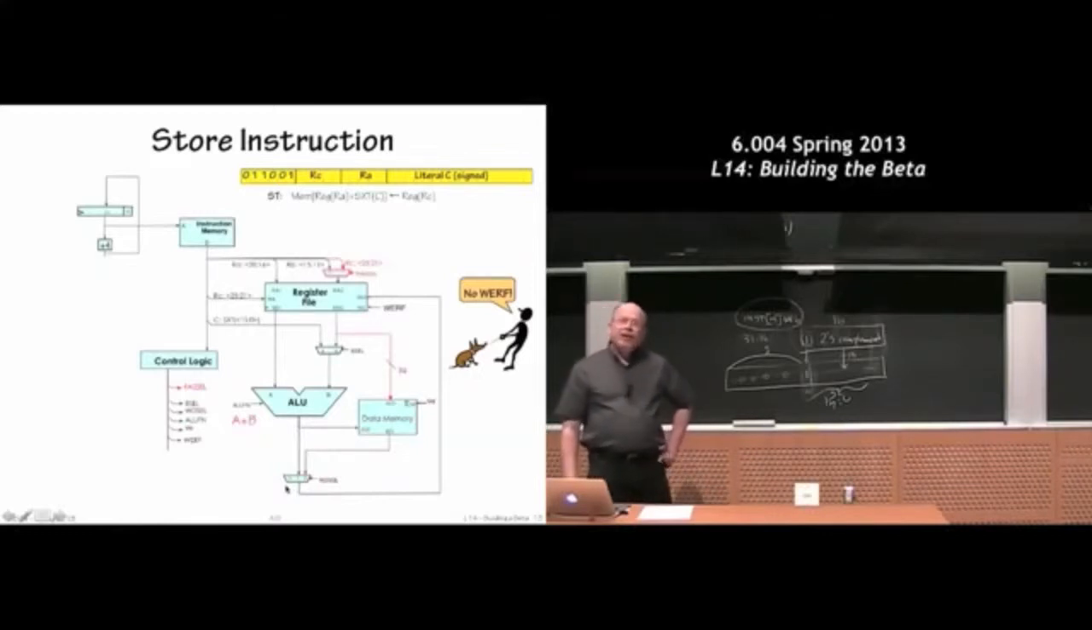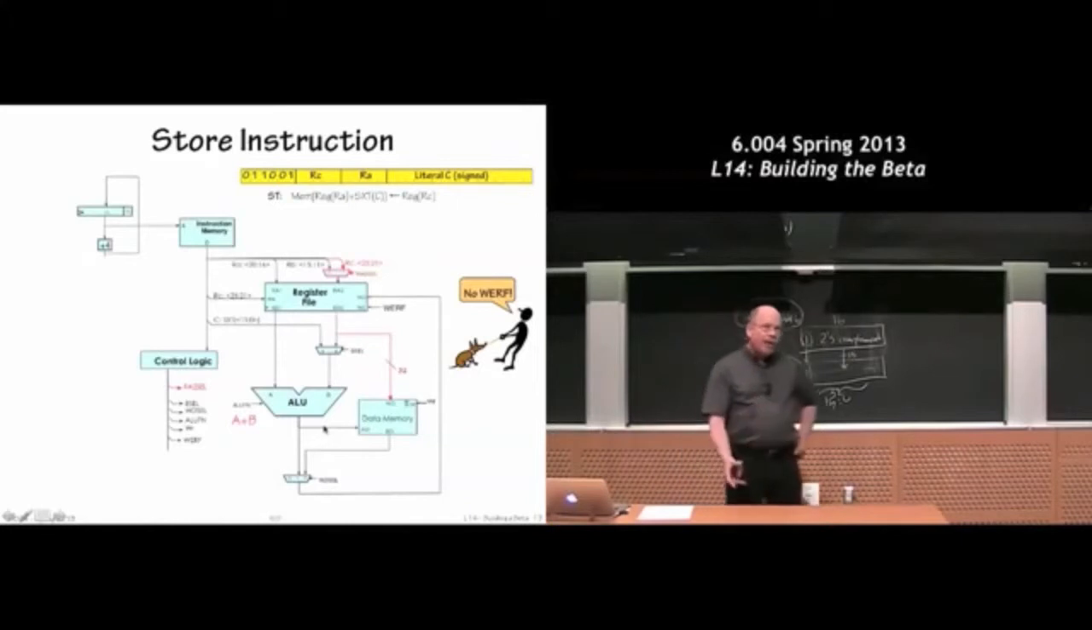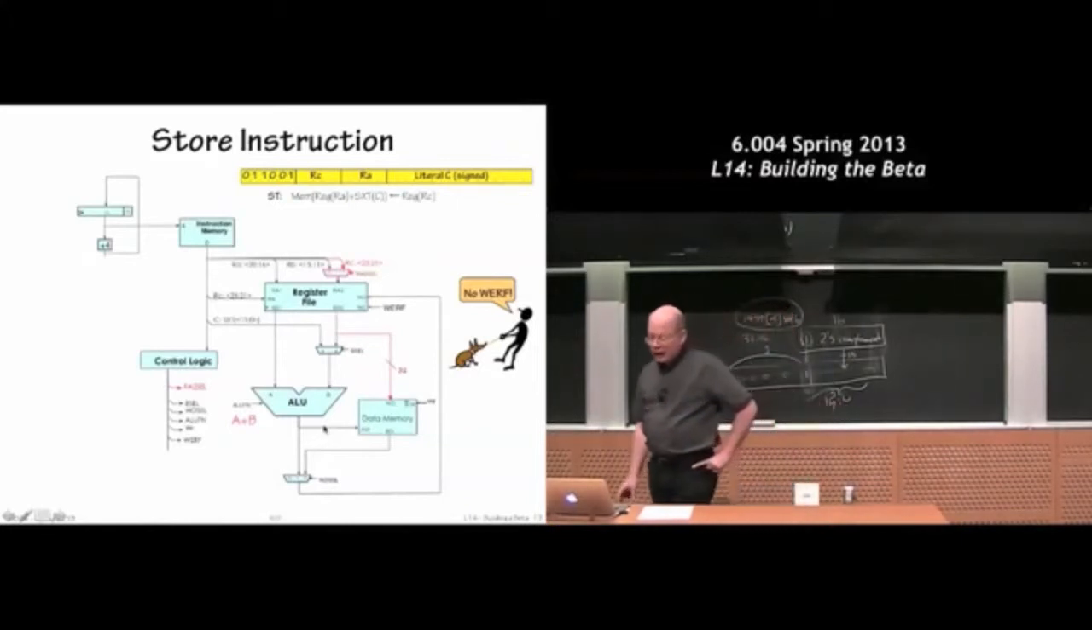Alrighty, so here we have the store instruction. The store instruction is a little weird. It does the same address calculation as the load instruction, and so in fact the data paths that compute the address work just the same as they do for the load instruction. So what's being sent on address wires is the sum of the contents of register A plus the sign extended constant.